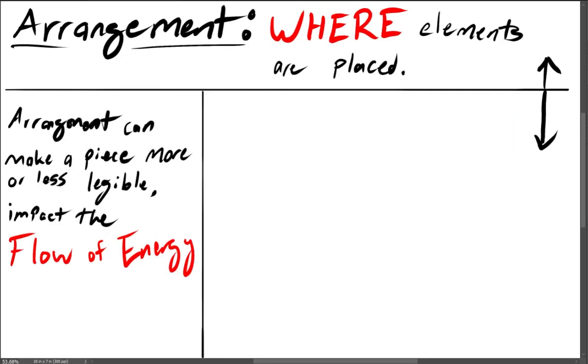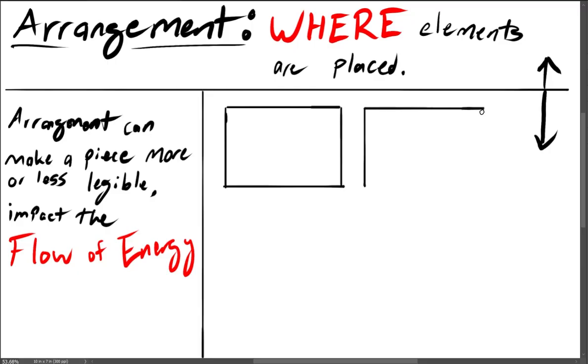All right, let's shift gears again. So arrangement, so where the elements are placed. And even in this, I've got the title arranged towards the top, a little side piece with a definition to the side, and an example in the center. So an arrangement can make a piece more legible, less legible, and what I chose to say here is it impacts the flow of energy inside of a composition.